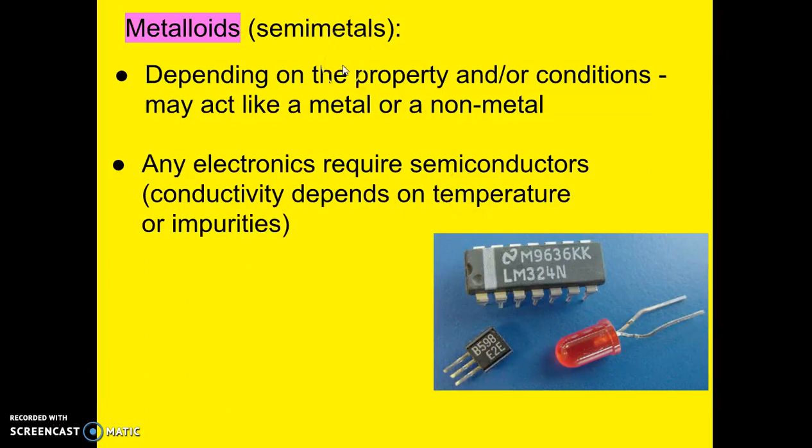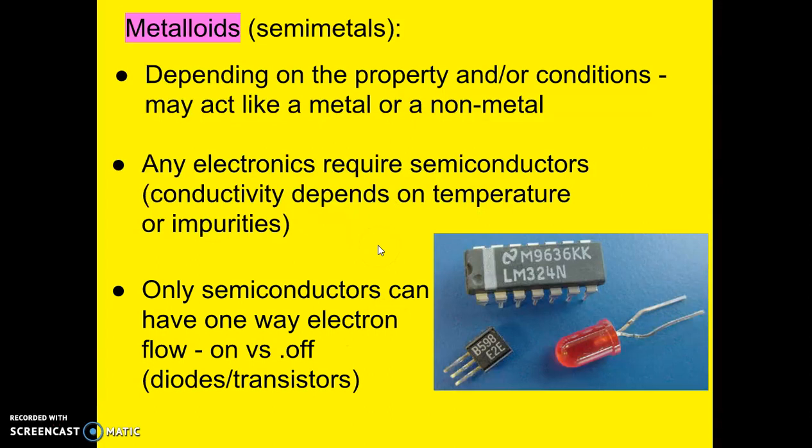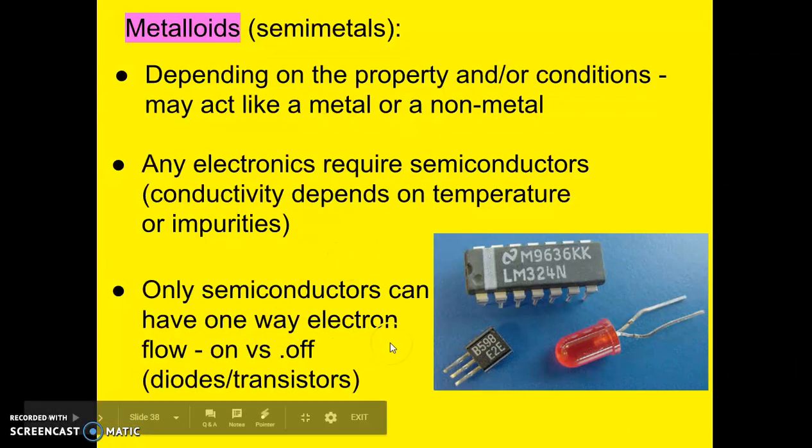we call them semi-metals. Most of our electronics use semiconductors, so the conductivity depends on the temperature or impurity. You can have a really good semiconductor like silicon, but depending upon the temperature, you can make it more conductive or less conductive, and how pure it is. So only semiconductors can have one-way electron flow, on versus off, for things like diodes and transistors, which is why we can use them for electronics. You can turn that electron flow off. And that's why they're called semiconductors, because they only have one-way electron flow.